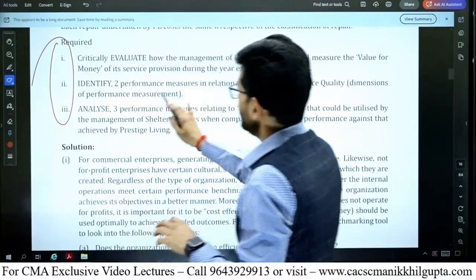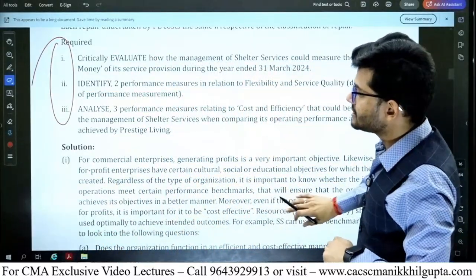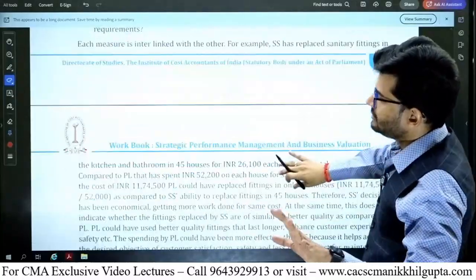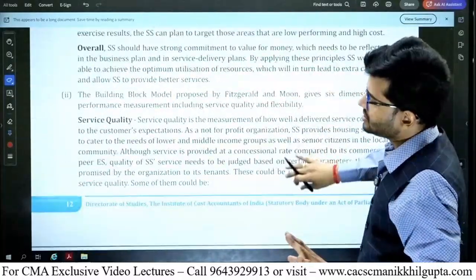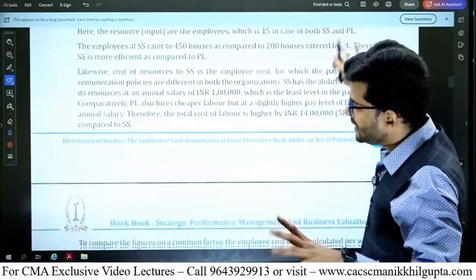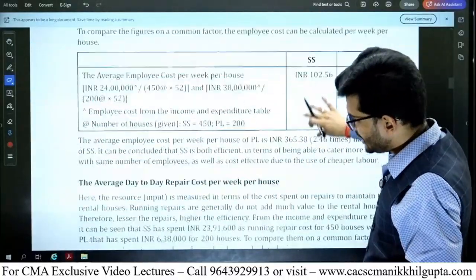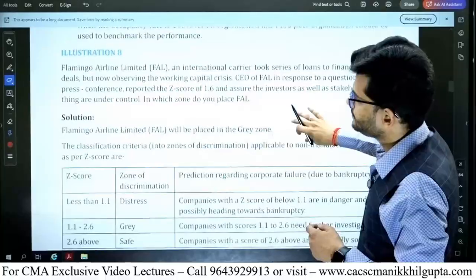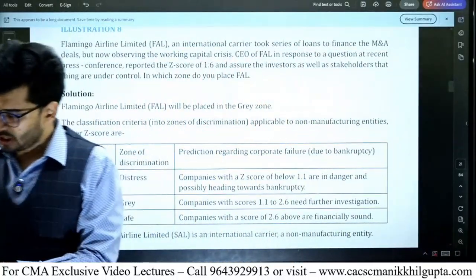These are all critical evaluation and analysis, and this is the solution. It is a very straightforward theoretical analysis of the entire situation. Nothing to be discussed as such, nothing to be calculated as such. So I am just quickly brushing through it. Let's come on to illustration number 8.